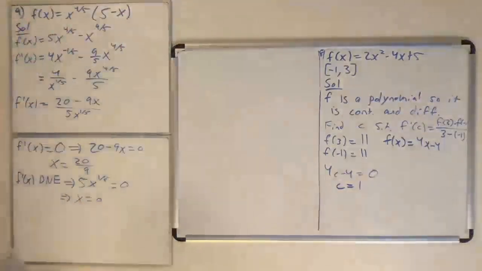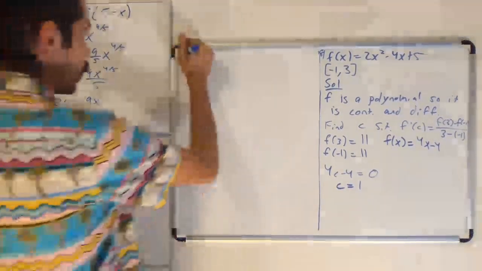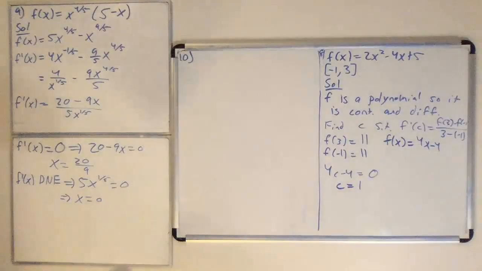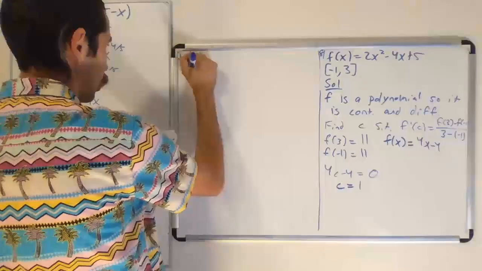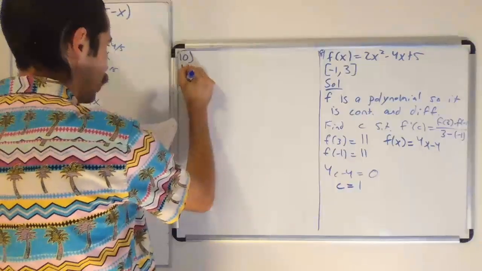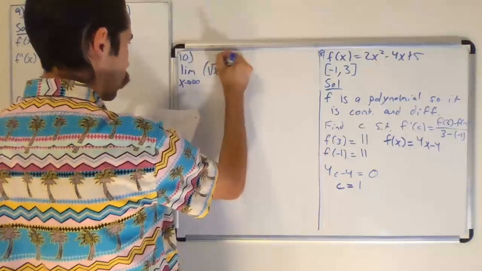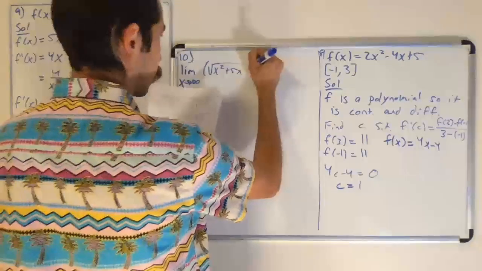All right, let's keep going. Number 10. Find the limit or show it doesn't exist. It's the limit as x goes to infinity of the square root of x squared plus 5x minus x.